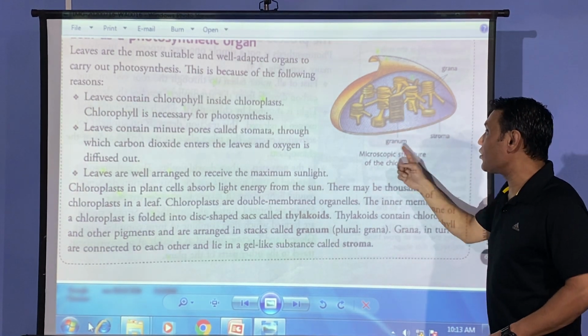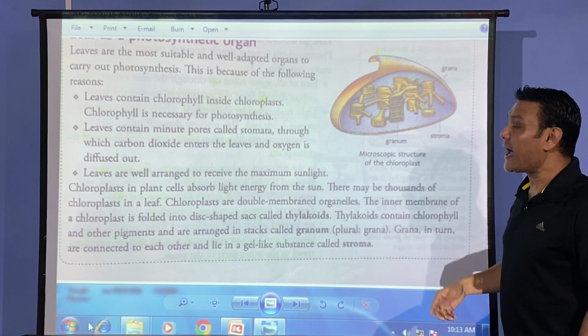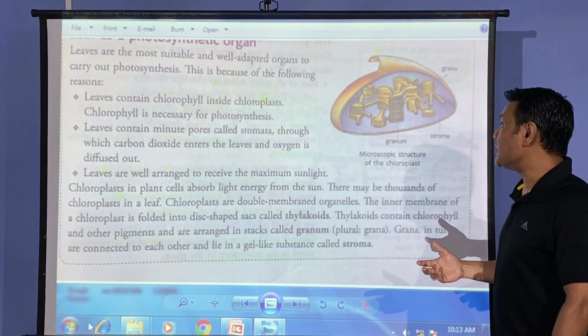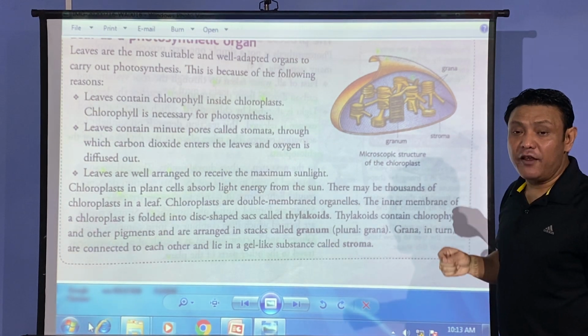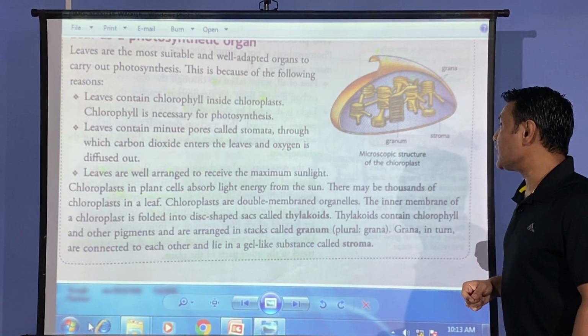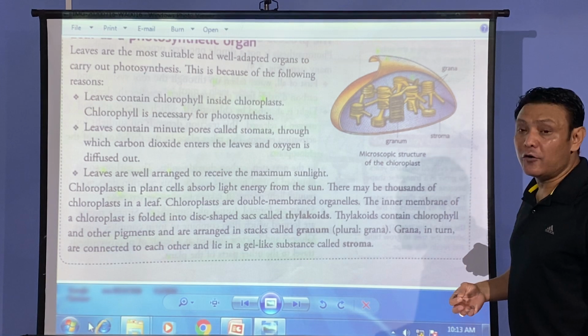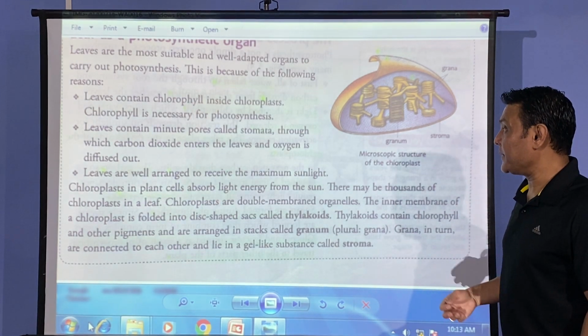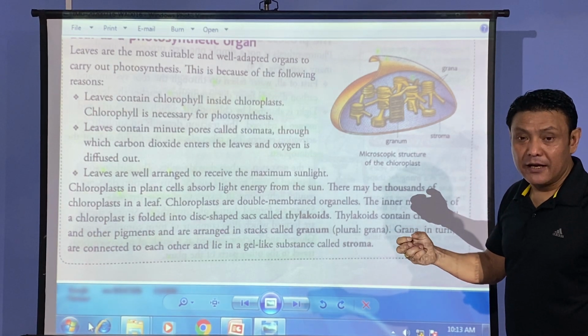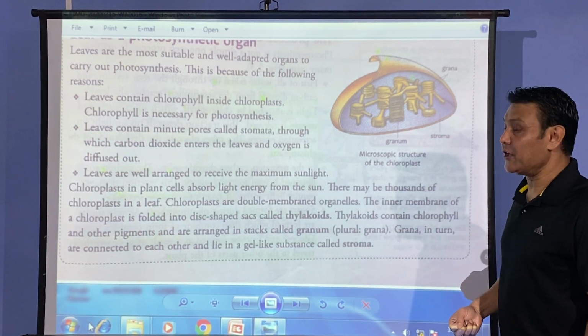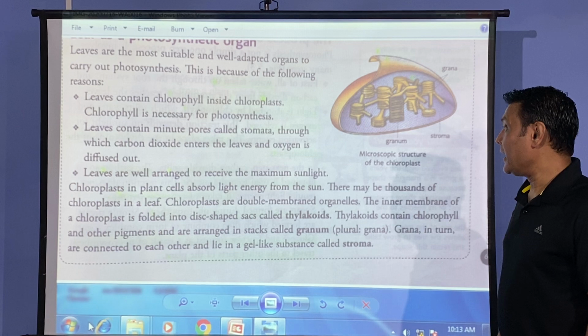Now, this is the structure of the chloroplast. Inside the chloroplast, we have a green coloring matter which is called chlorophyll. Now, chlorophyll is very necessary for photosynthesis. Without chlorophyll, photosynthesis cannot take place because chlorophyll absorbs solar energy. It absorbs light.